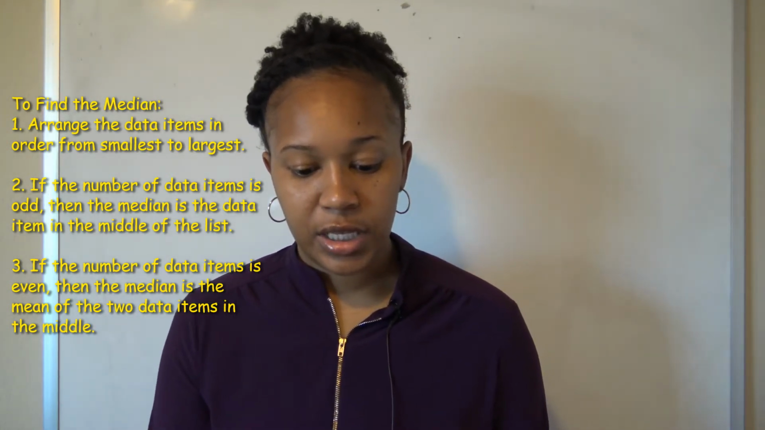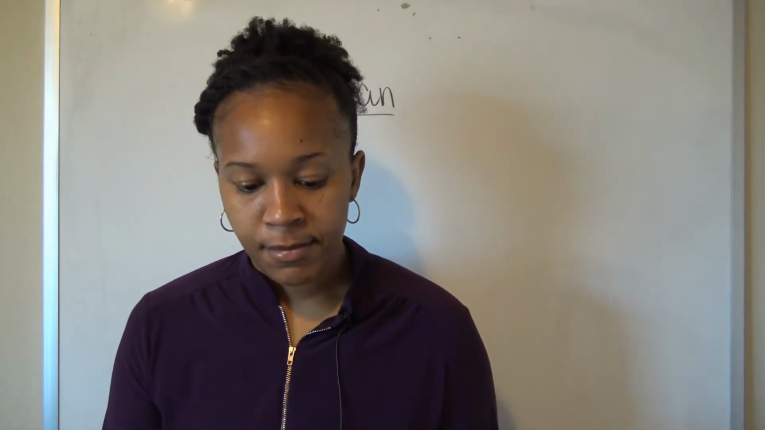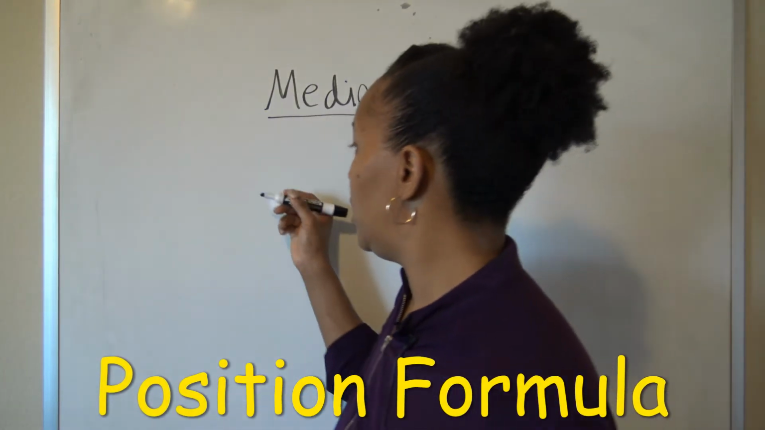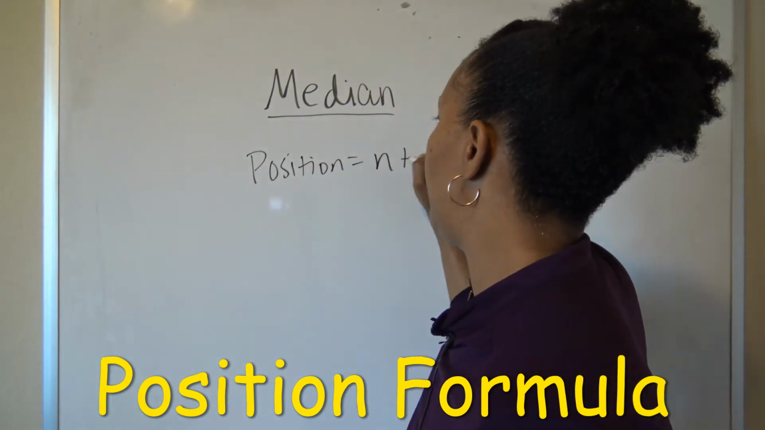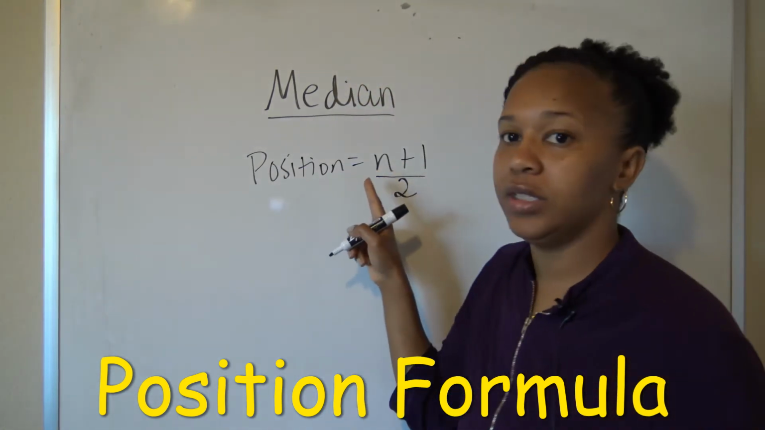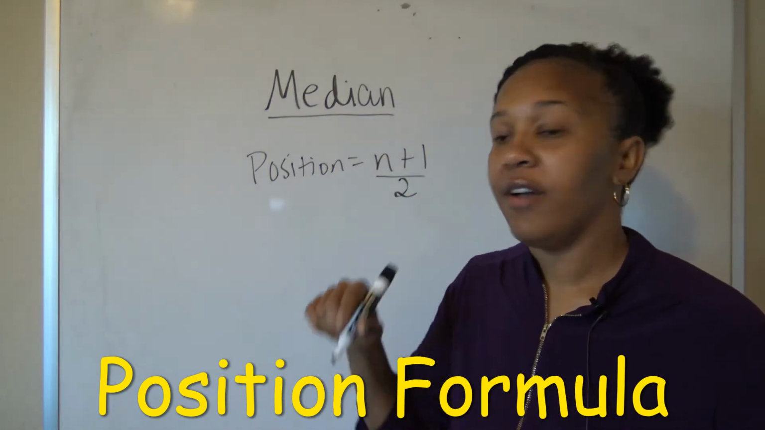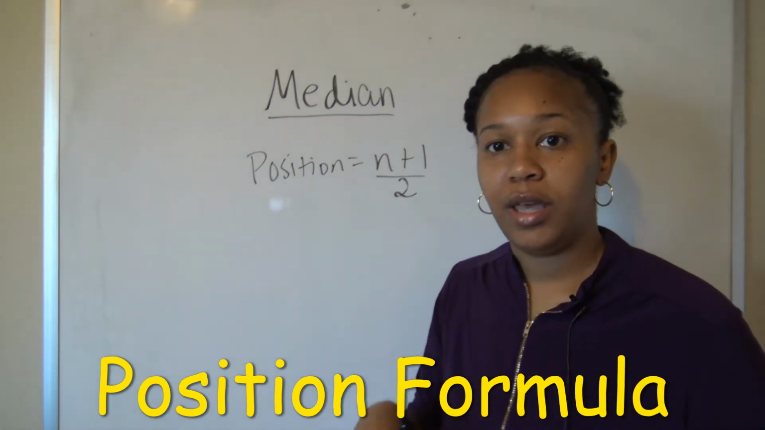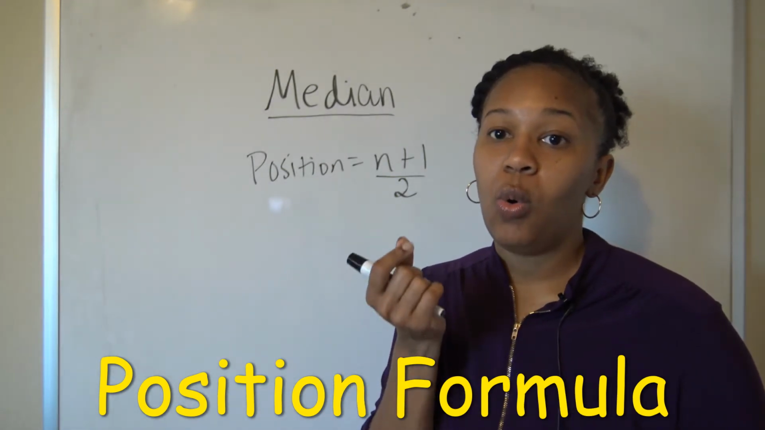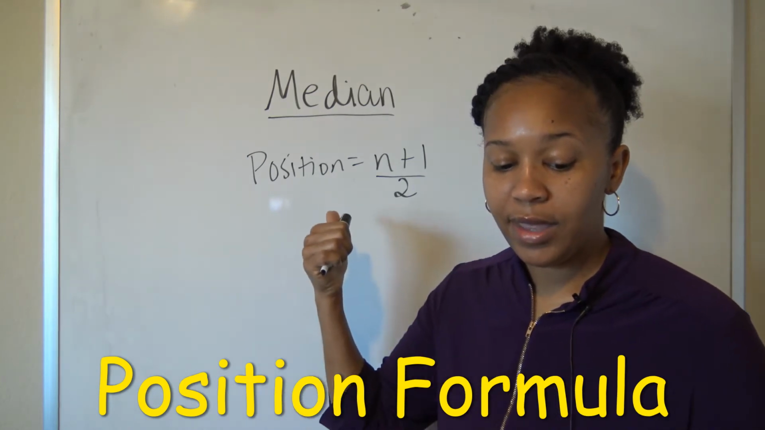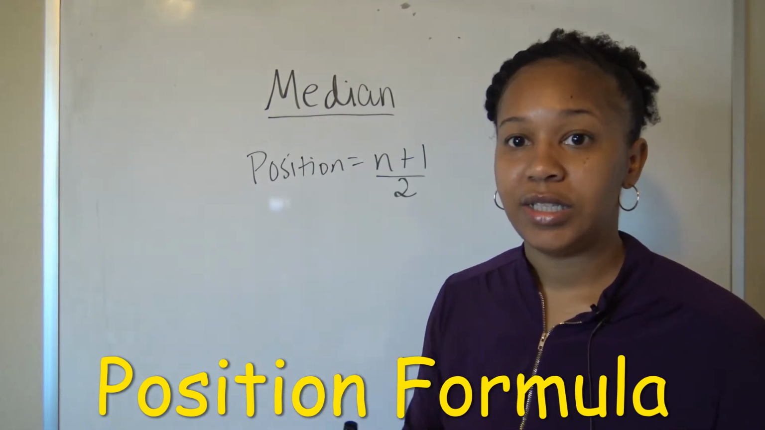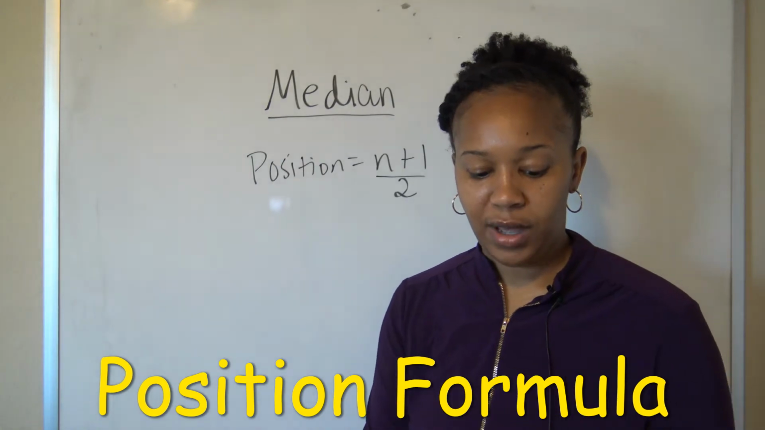All right, so before we look at an example, there's a position formula that you can use that will tell you where your middle number is. The position formula is given by n plus 1 over 2, where n is the number of data items, okay? However many data items you have, you add 1 to that and divide it by 2, and that'll let you know which position your middle number is in, okay? So now that we know that, and we know the steps to find the median, let's look at an example to see how we would actually find the median.